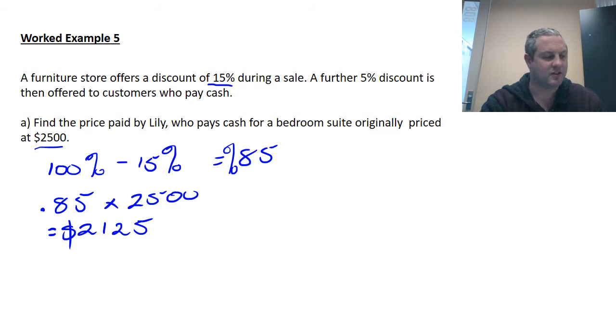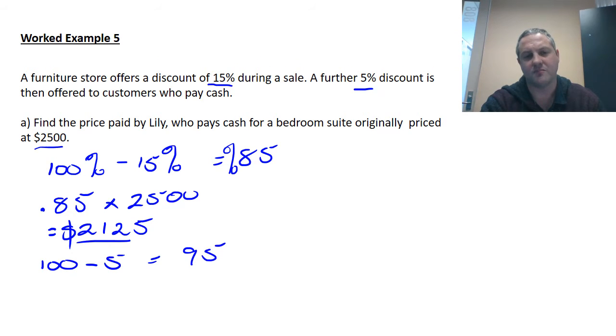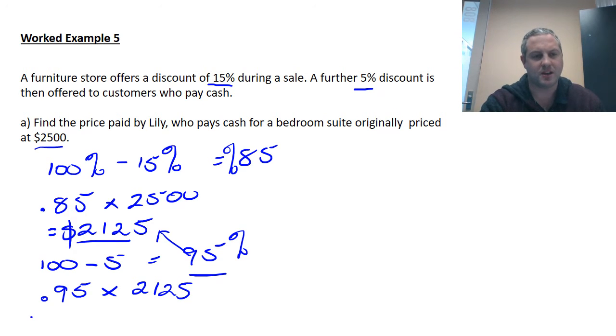The second part is to find the further 5% off this price. We know 100% minus 5% leaves you with 95%. So now we have to find 95% of this price. We convert it into a decimal, 0.95, and multiply that by $2,125. When you put that in the calculator, you end up with $2,018.75. That's the final price we're going to pay.